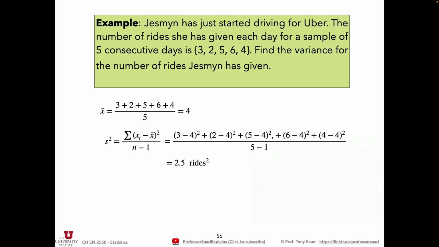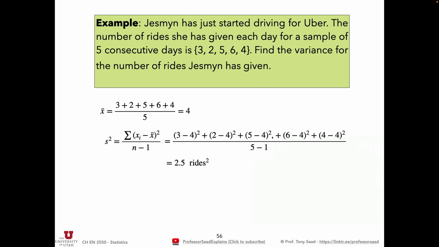All right. Here's an example just for you if you want to do it by hand. Jasmine started driving for Uber. The number of rides she has given each day for a sample of 5 consecutive days is, on the first day, 3 rides, 2 rides on the second day, and so on. Find the variance for the number of rides. First, this is a sample, and they tell us for a sample of 5 consecutive days. So it's a sample mean. X bar is 4, and then the sample variance is this formula over n minus 1. And you get 2.5 rides squared.